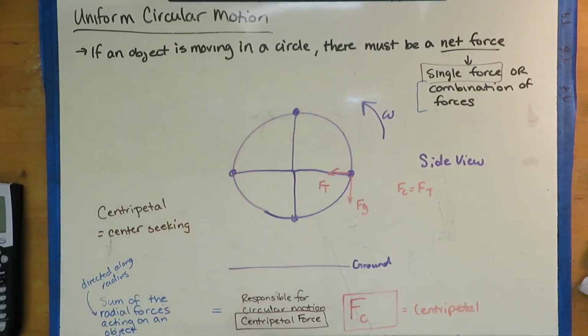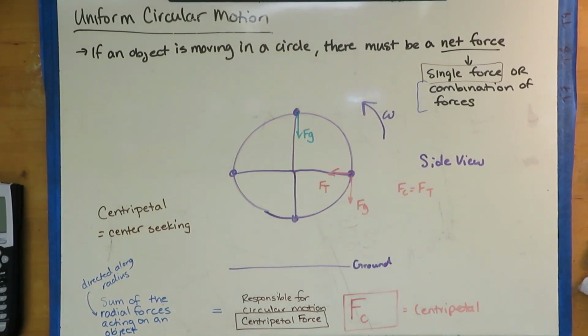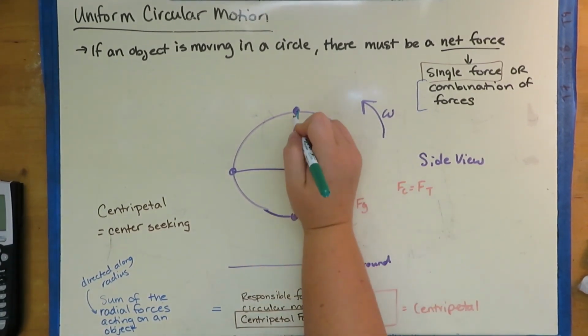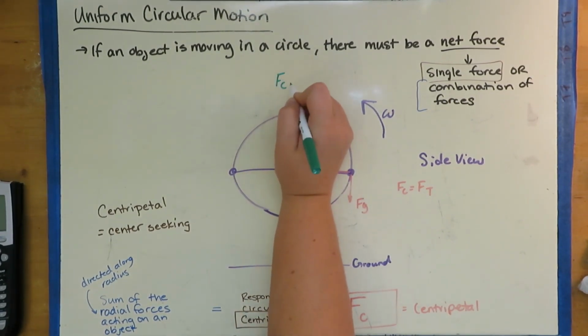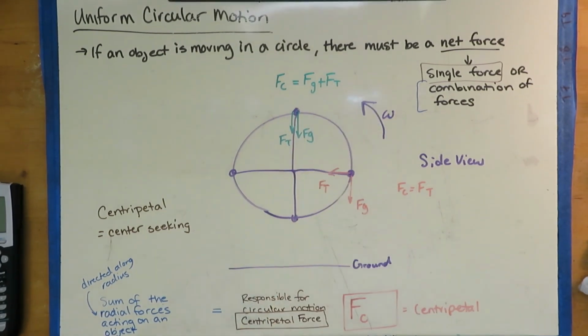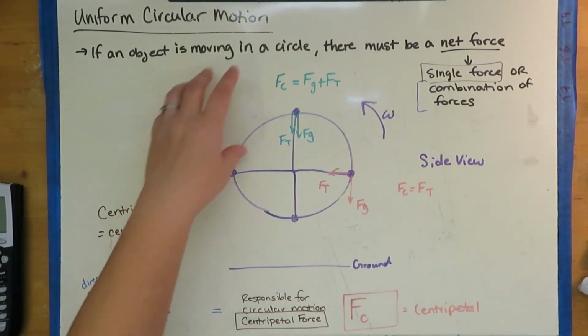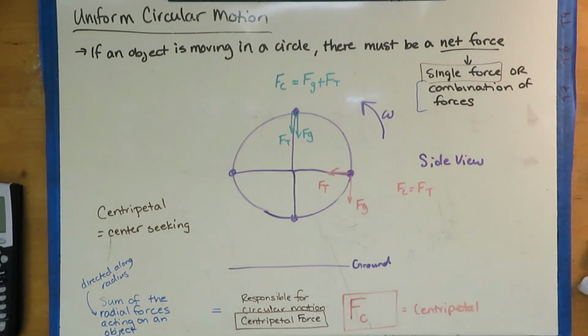All right, well, let's look at the top. Well, at the top, gravity's still pulling me down, but now tension, which is always directed along the string, is pointing down. So what is my centripetal force? Well, it's the sum of the radial forces acting on an object. So, well, both gravity and tension are directed towards the center, so that means my centripetal force is equal to gravity plus tension. It's equal to the sum of those. So I have two different forces that are accounting for it. So that's a combination of forces.